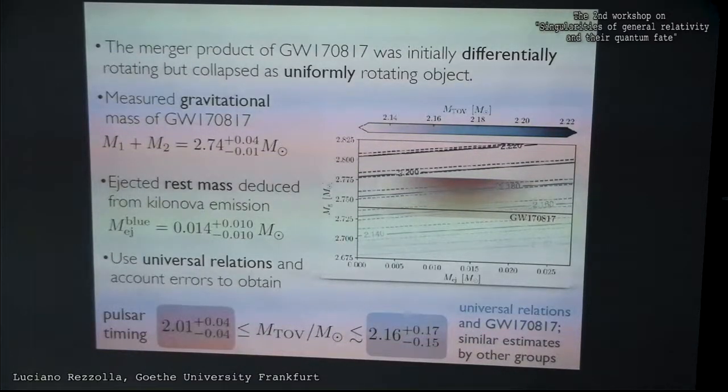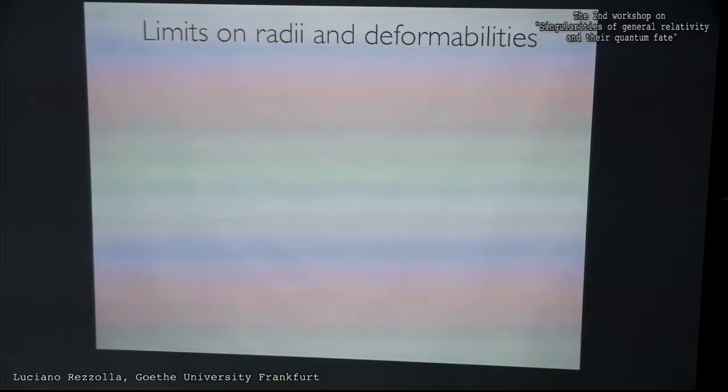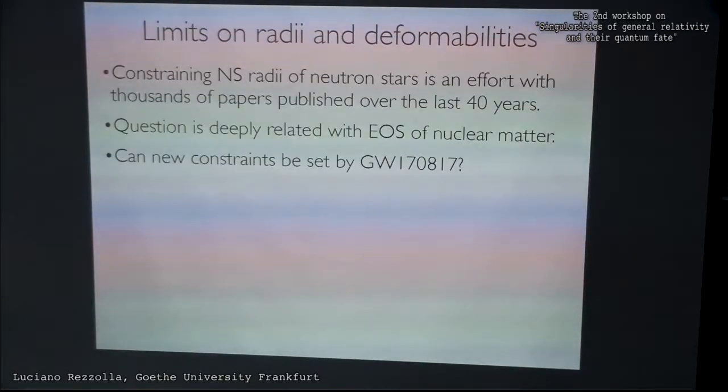I've told you what my line of logic is. I essentially simply use this universal relation. So now we have, with this object, this new constraint. We can also talk about limits on radii and deformabilities, these Love numbers. What we said is just an upper limit on the mass. We still don't know what is the typical size of neutron stars, and essentially this is a question which is deeply related with the equation of state. Okay? Yet we can set some constraints.